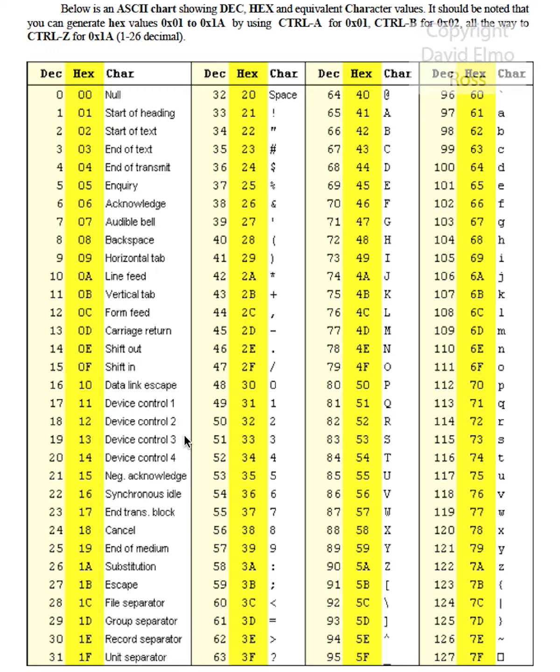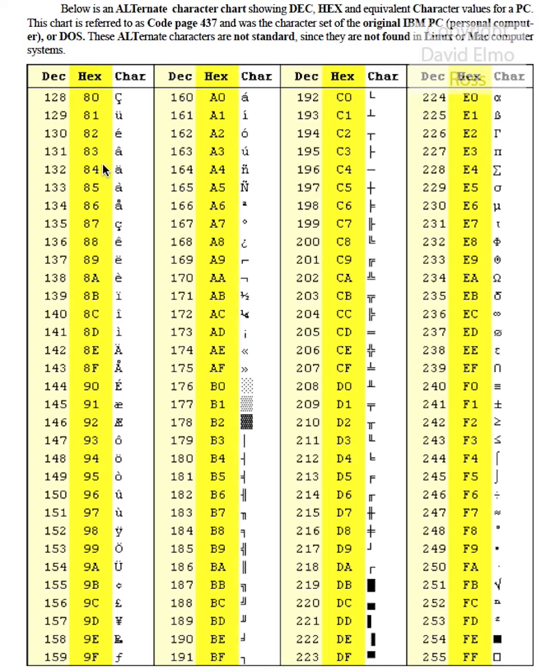Let's take a look at the alternate character set. And the alternate character set goes from 80 through FF. And these form what's called code page 437. We're going to see that later when we set up PuTTY, so that it will be able to generate characters such as a degree symbol using F8.